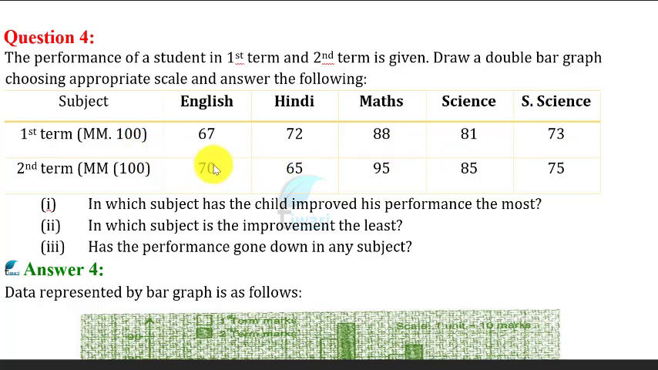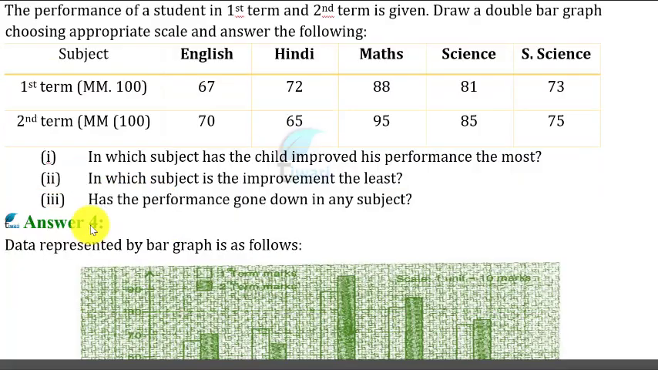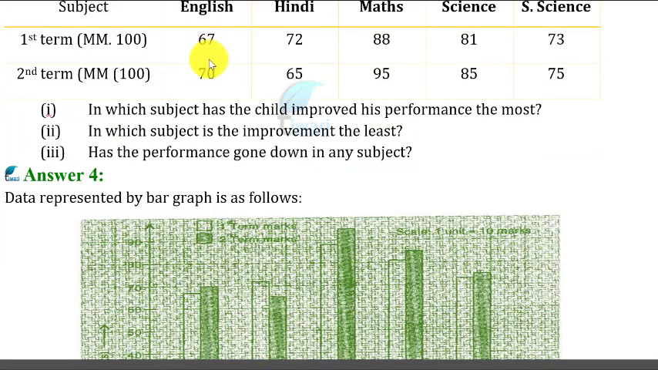And in second term, 70 for English, 65 for Hindi, 95 for Maths, 85 for Science and 75 for Social Science. So by help of this table we have to draw a double bar graph, and write the three answers following. In which subject has the child improved his performance the most? Second question, in which subject is the improvement the least? Has the performance gone down in any subject? So we have to compare these two terms.